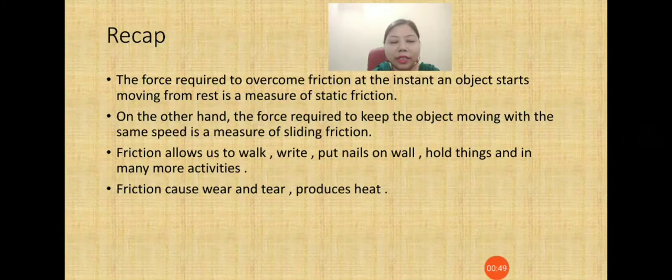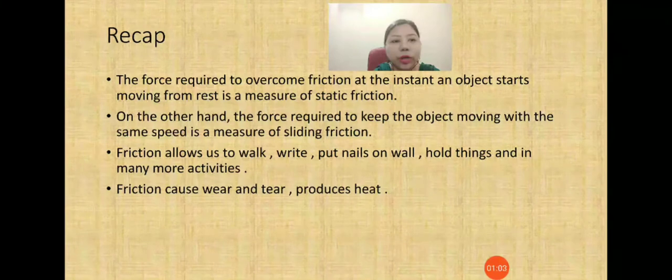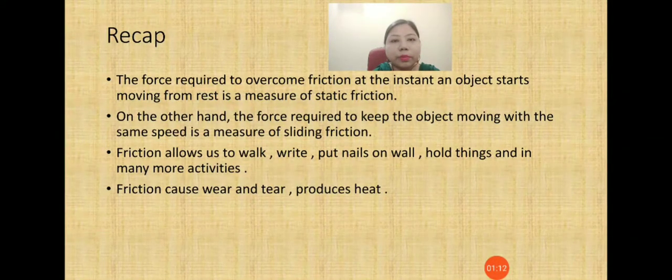In the previous class, we discussed that the force required to overcome friction at the instant an object starts moving from rest is a measure of static friction. On the other hand, the force required to keep the object moving with the same speed is a measure of sliding friction. Friction allows us to walk, write, put nails on wall, hold things and in many more activities.